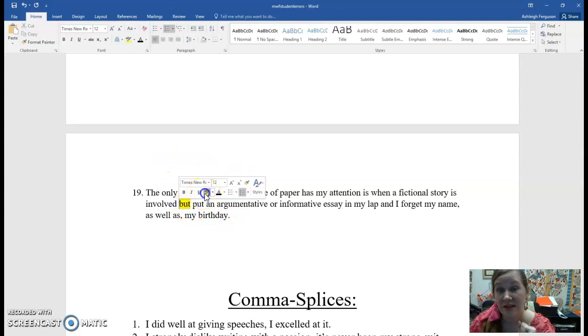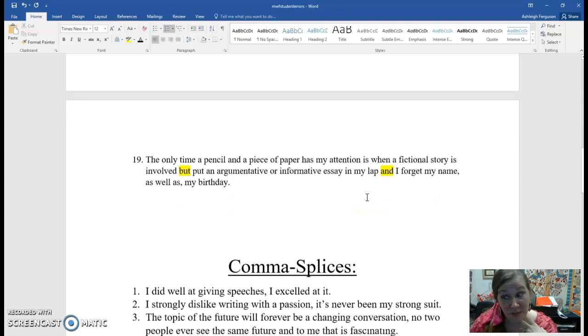This was what I called the double whammy. It actually has 2 run-ons. Okay, right here, there needs to be a comma. This is understood, like it's implied, like you put an argumentative or informative essay in my lap, and then you need a comma here, comma, and I forgot my name. So that's 2, okay?